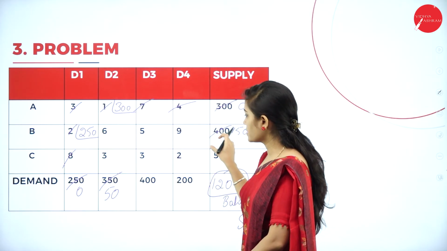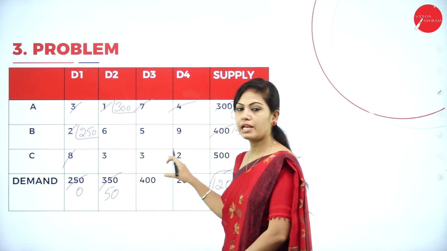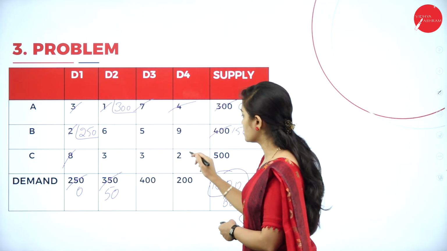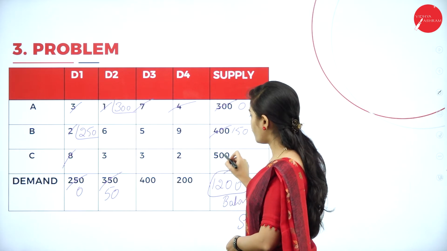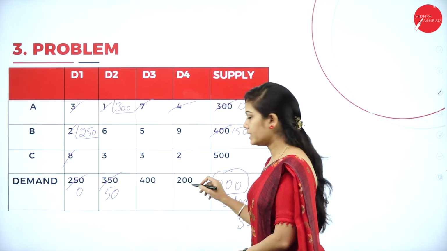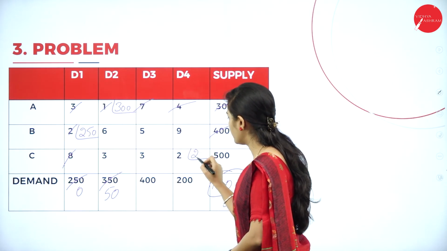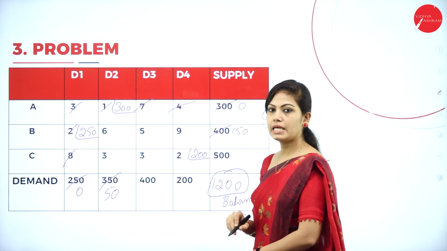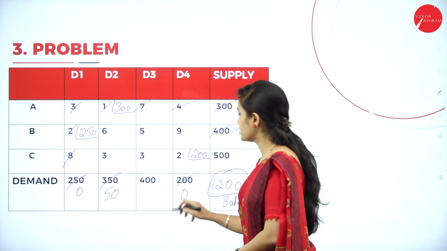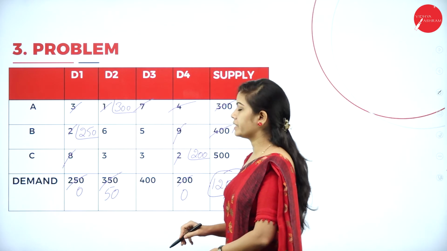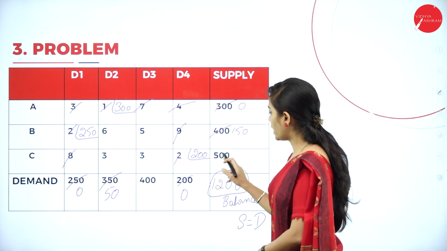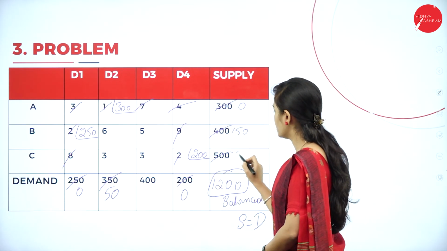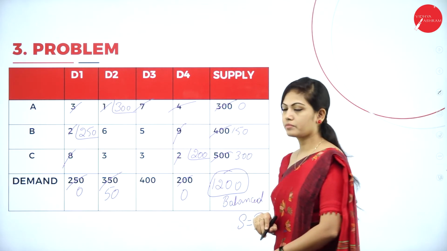And next you can select the least value here. Least value is again 2. So 500 and 200. Least value is 200. I will allocate 200 to this cell. So it will become 0. I can cancel this entire column. So 500 minus 200, it is 300.